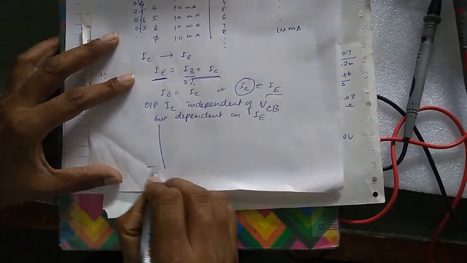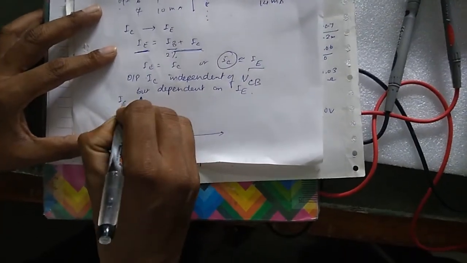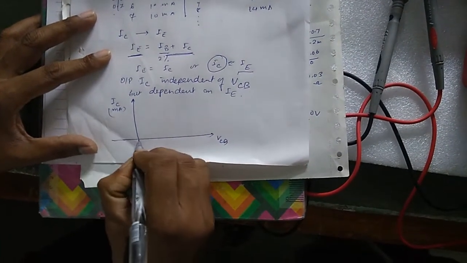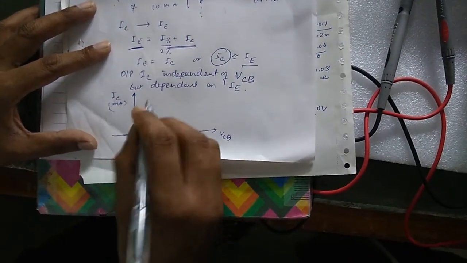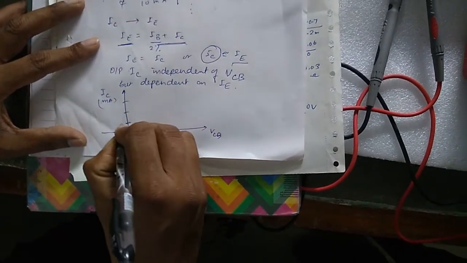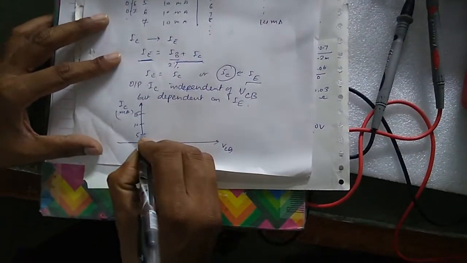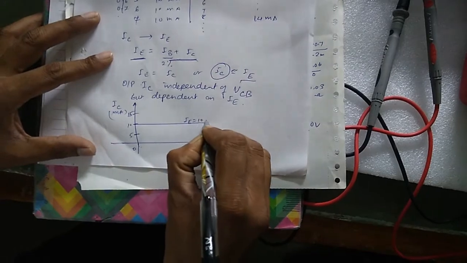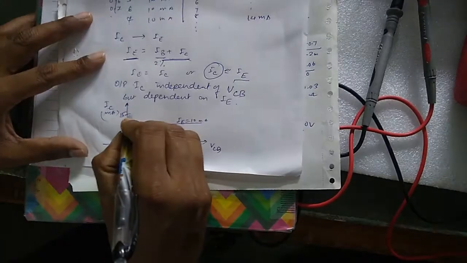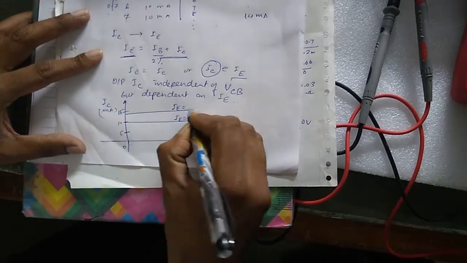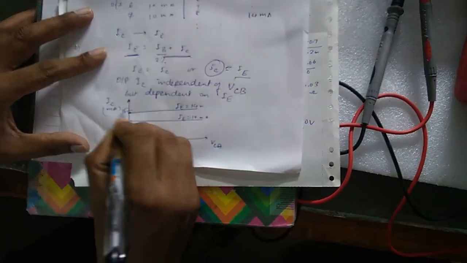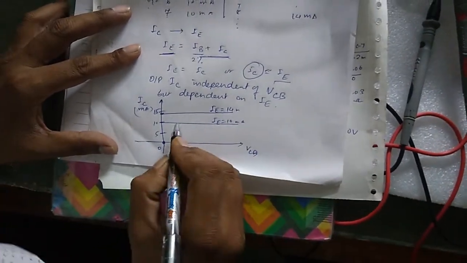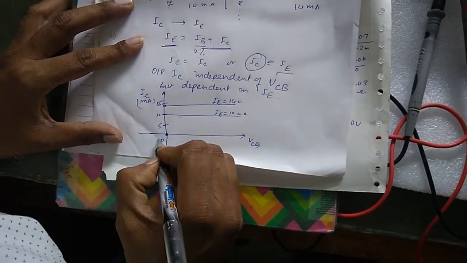The observation table will be very simple. Output current is the collector current in milliamperes, and this is VCB. For 0, the current is say 5, 10, 15. Previously it was 10 milliamperes. So in this case, IE equals 10 milliamperes and our IC was 10 milliamperes. Now here IE is constant at 14 milliamperes and our IC was 14 milliamperes.